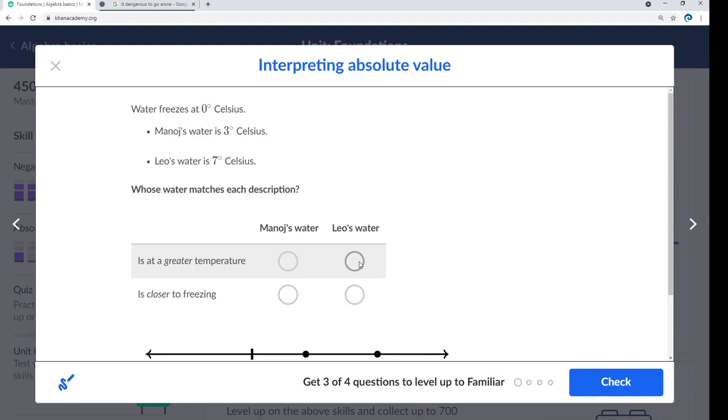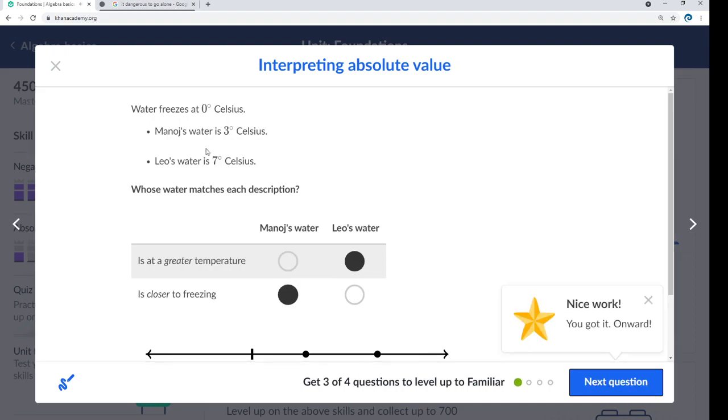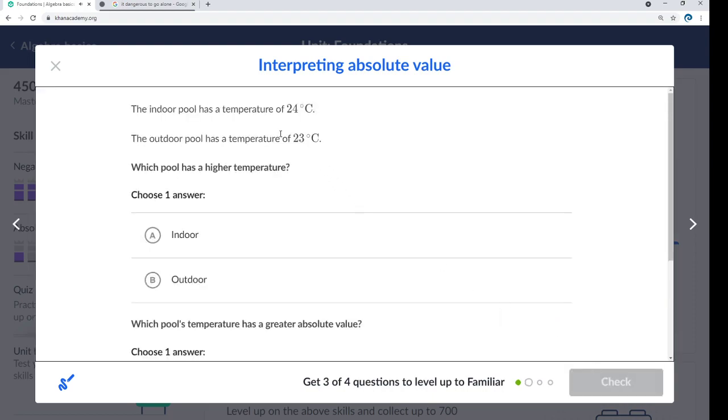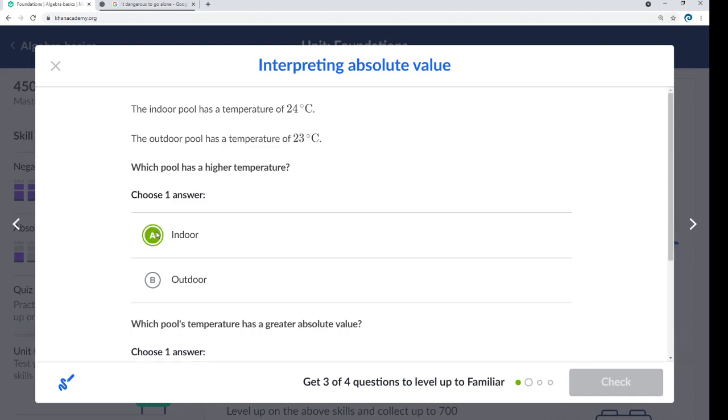Leo's water is definitely at a greater temperature, and Mangel's water is closer to freezing. I believe we could state those confidently. The indoor pool has a temperature of 24 degrees Celsius. The outdoor pool has a temperature of 23 degrees Celsius. Which pool has a higher temperature? I feel like it's the indoor pool. 24 is greater than 23.